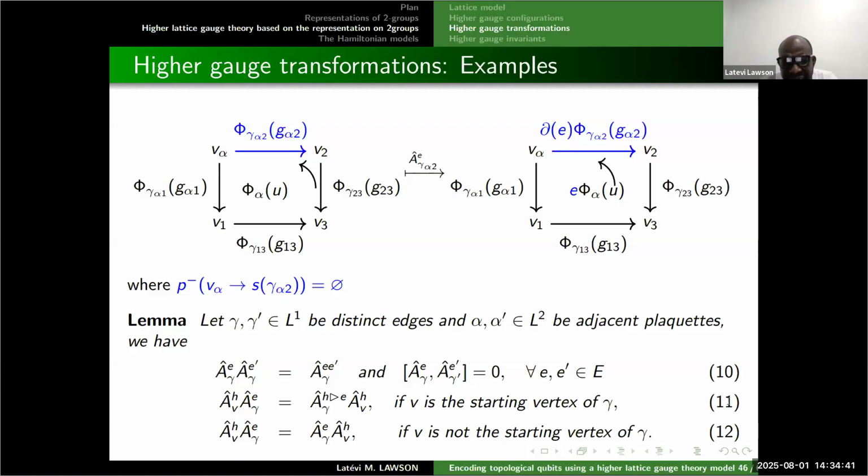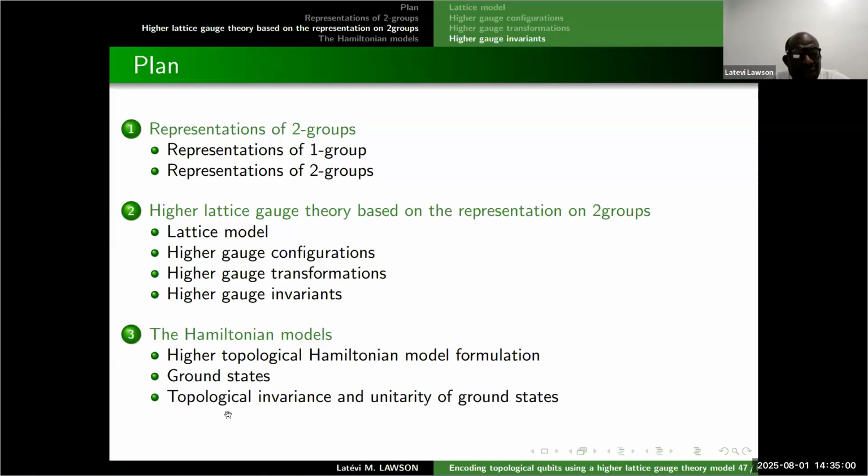In relation 11, I have the relation between the vertex operator and the edges operator, and in formula 12, I have the second relation that relates the vertex operator to the edge representation. This is what I define as the gauge transformation. So the third and last point of the gauge theory is to define the gauge invariant.